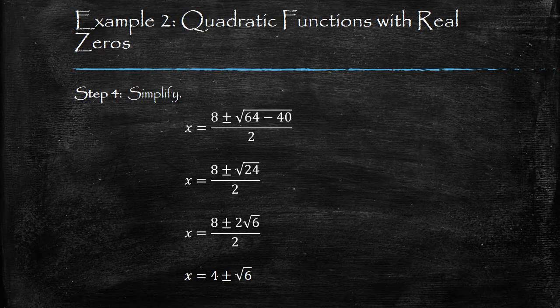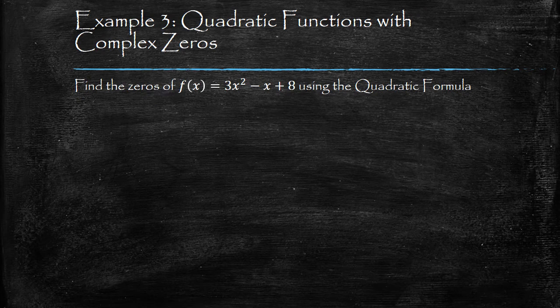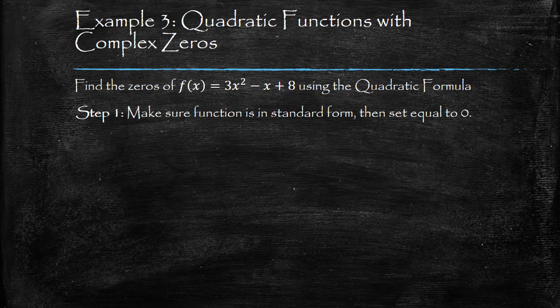All right, let's look at another one. Same process as before, just the ending's going to be a little bit different. So find the zeros of 3x squared minus x plus 8 using the quadratic formula yet again. Make sure the function is in standard form. Then set it equal to 0. So I have 3x squared minus x plus 8 equals 0.